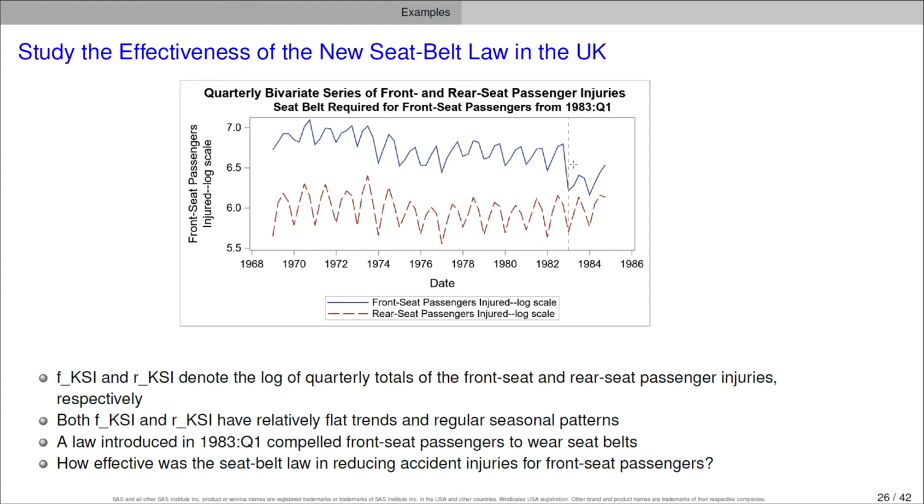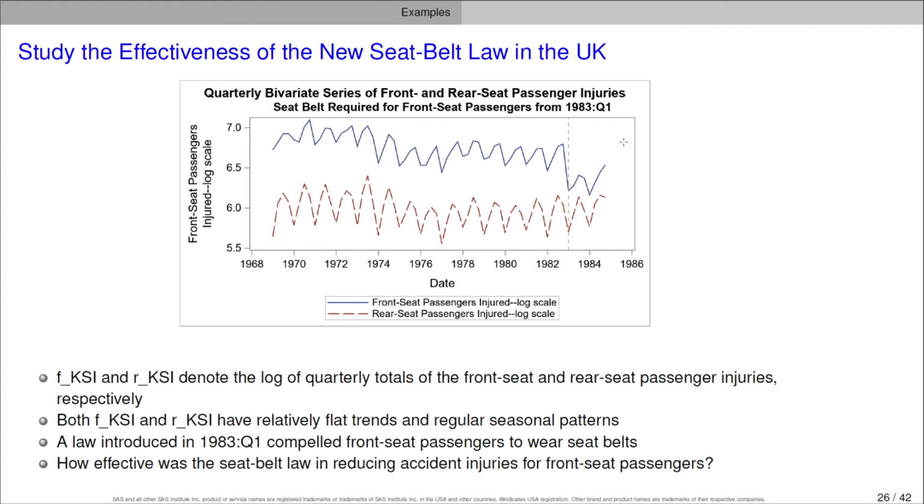The goal of this study is to see if this law has been effective in reducing front seat passenger injuries. In order to answer this question, one must understand the historical patterns of this bivariate series. When we look at this series, we notice that both FKSI and RKSI have relatively flat trends and an obvious quarterly seasonality. It also appears that the two series move together, which is not surprising since an accident is likely to affect both the front and rear passengers.